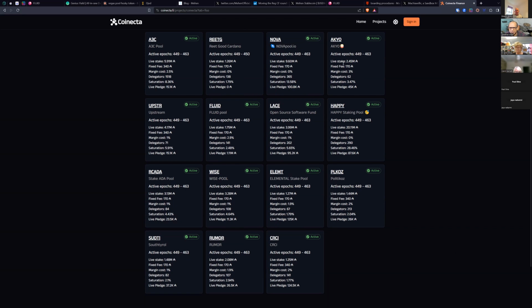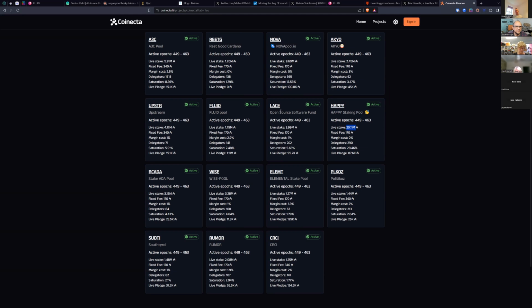And some of them attracted really good delegation amounts of stake: 9.6 million in Nova, 5.91 in A3C, 20 million in Happy Pool. And not all just from Coinector, but all the pools have been helped by being part of this promotion.